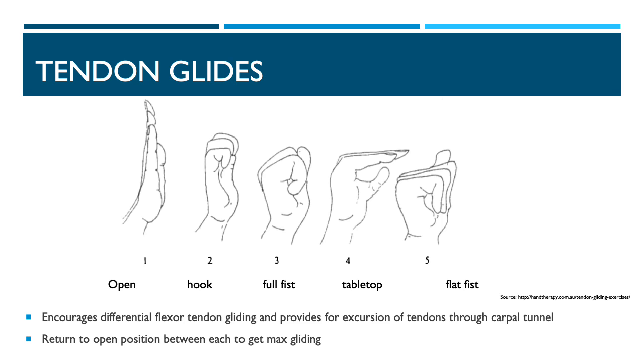From the research that I've seen, it doesn't seem like it matters what order the positions go. You can do open, full, open, hook, open, flat, open, table. You can mix it up and change it up. As long as you're getting each position, that's okay. I think it doesn't matter what order you go in because you're always returning to open between each. So you're kind of resetting between each one.